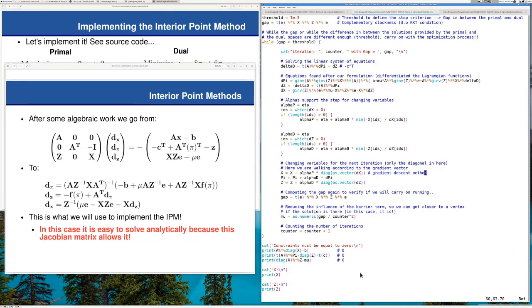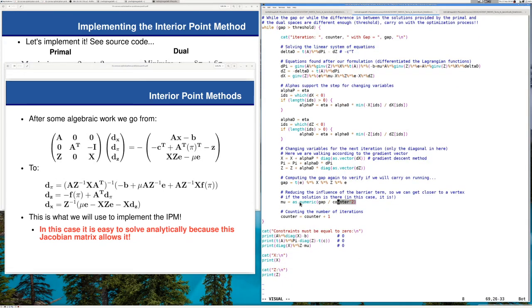Then there is something I didn't tell you before. There is a need of reducing mu. Actually, we need to reduce mu to get closer to the barrier. So by reducing mu, we just make sure we are getting closer to the barrier if necessary.